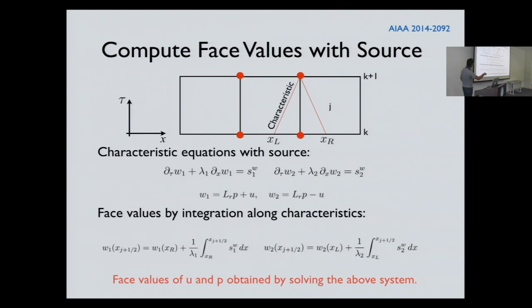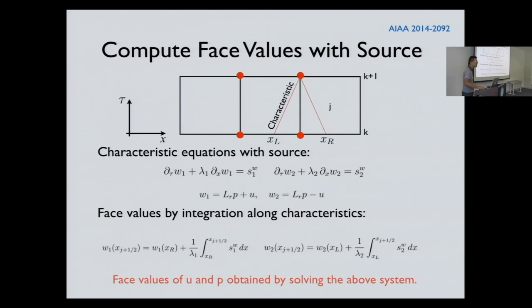So we trace back; actually we integrate the characteristic equation along each characteristic. And then we obtain these equations. So without the source term, this is just tracing back to the right and to the left. And these are the source term effects that need to be taken into account. So the face values U and P are obtained by solving this 2x2 linear system, because W1 is just LP plus U, where L is a constant, 1/2π, and W2 is LP minus U. So it's very easy to solve.